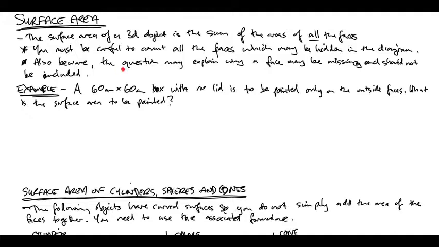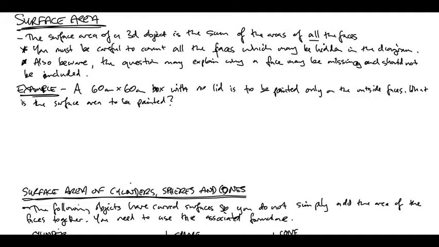Also, you have to be aware the question may explain that one of the faces might be missing and should not be included. So like maybe a box has no lid, or a tin can has no lid, something like that. Or it might just be a hollow cylinder, so there are no circles at the ends. So there's a quick example here.